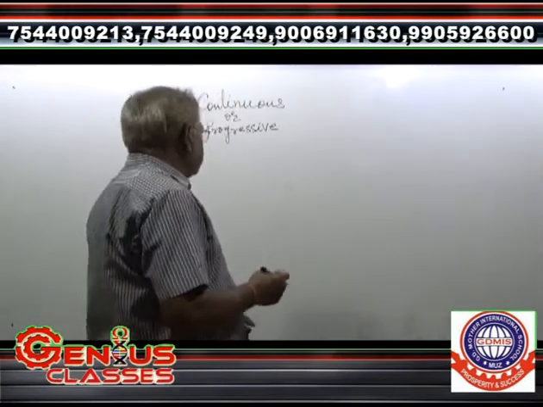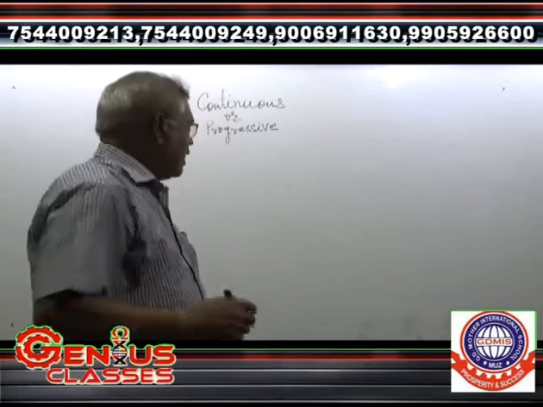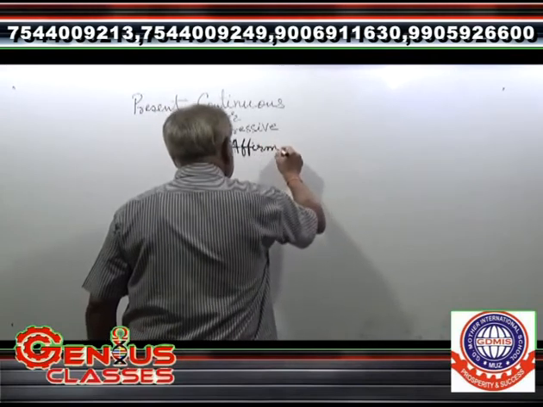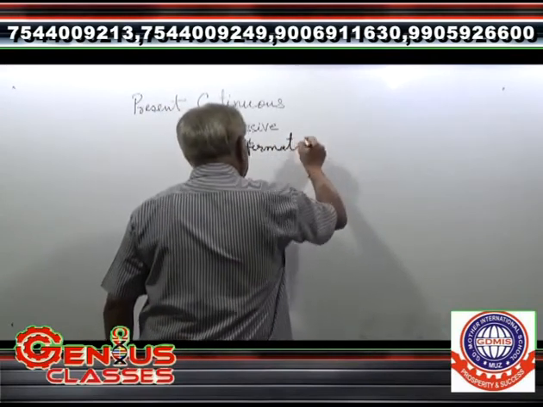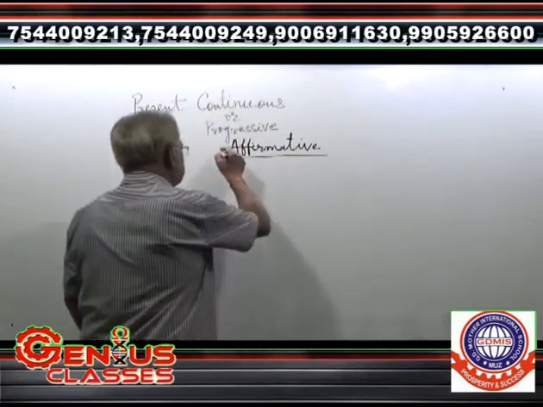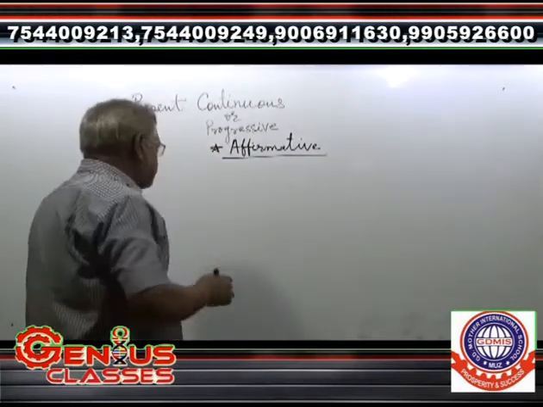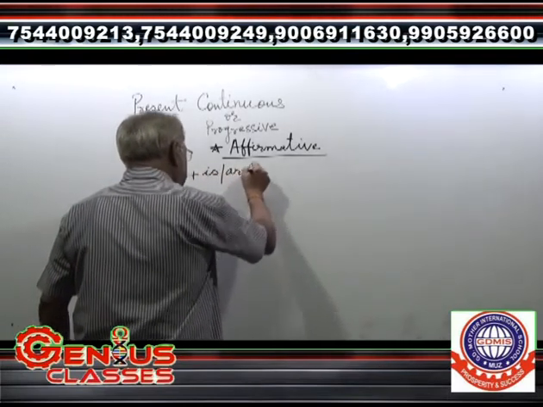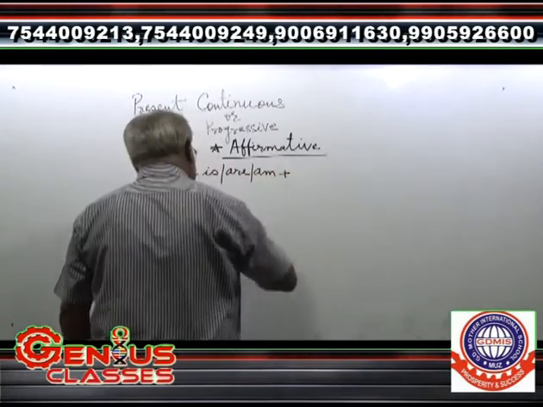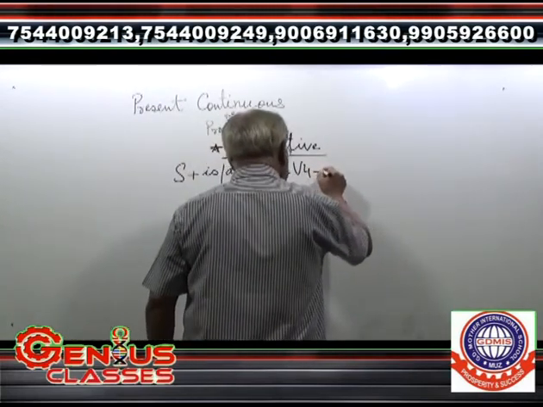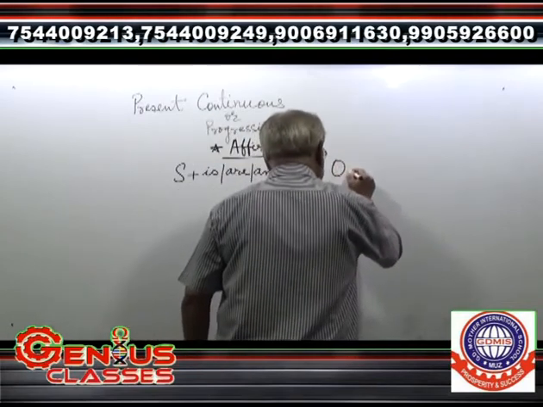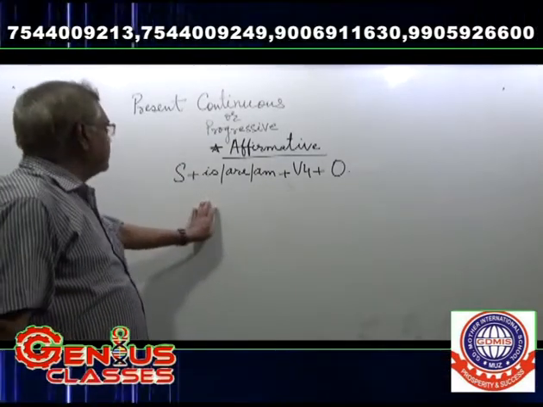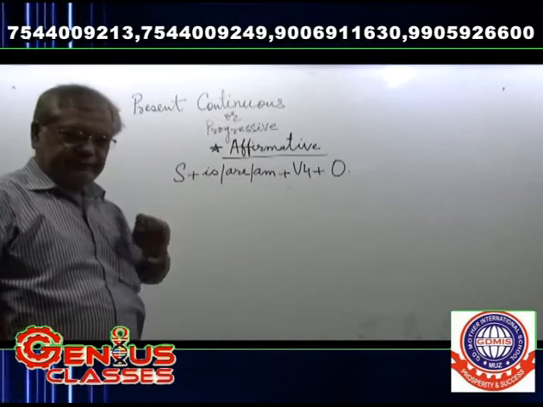So, in case of this present continuous tense, the affirmative sentence structure is subject plus is/am/are plus verb plus ing plus object. This is the structure of the affirmative for present continuous tense.